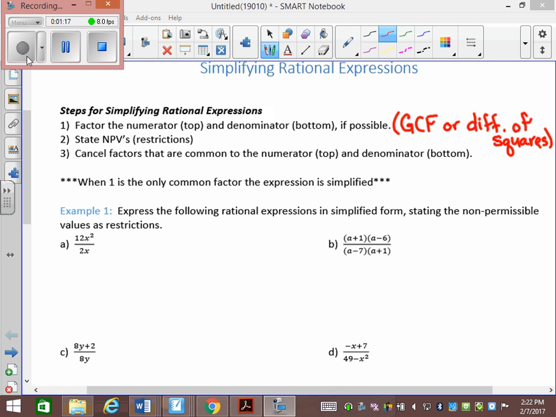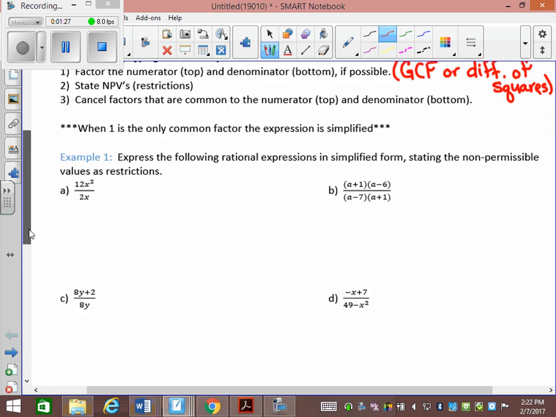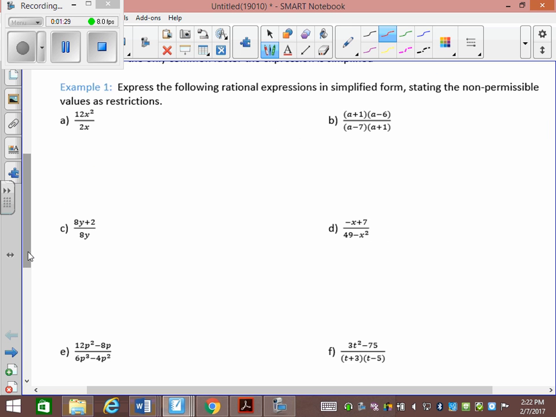And that answer will be there on the diploma, whether you state it after you simplify or before you simplify. When 1 is the only thing you can take out, it's simplified. You can't make it any better. Okay. Example 1, express the following rational expressions in simplest form. State the non-permissible values as restrictions.